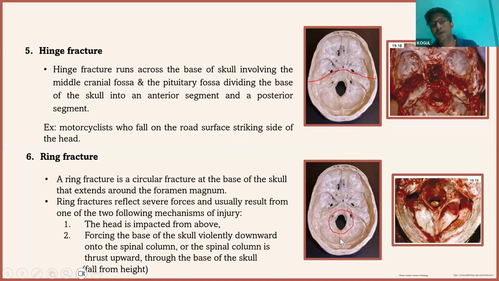This fracture is from a fall from height. In a fall from height, they land on the buttocks or on the feet. The force is transmitted through the vertebral column, and it causes a fracture around the foramen magnum. Sometimes a fall onto the top of the head also causes it, because of the body weight the vertebra passes this way, and you can get this type of ring fracture. So ring fracture usually occurs in fall from height. Those are about the fractures.